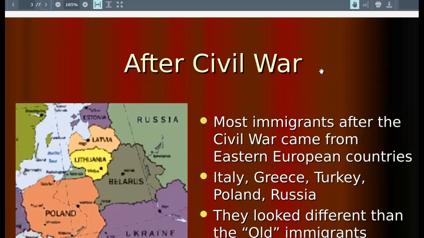Now, some of the immigrants were definitely able to assimilate. Assimilation is one of your key terms for this chapter. They were able to assimilate more easily because they looked not so different. But the new immigrants that definitely looked different from the old immigrants had a much more difficult time actually being accepted and assimilating into the United States.